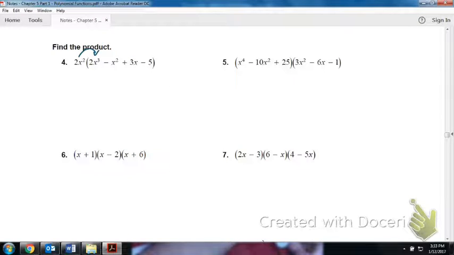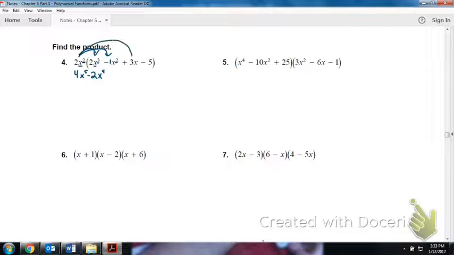And remember, multiply number with number, exponent with variable with variable. So 2 times 2 is 4. And when we multiply x's, we add the exponents. So x squared times x cubed is x to the 5th. Let's do the next one. 2 times negative 1 is negative 2. X squared times x squared is x to the 4th, because 2 plus 2 is 4.